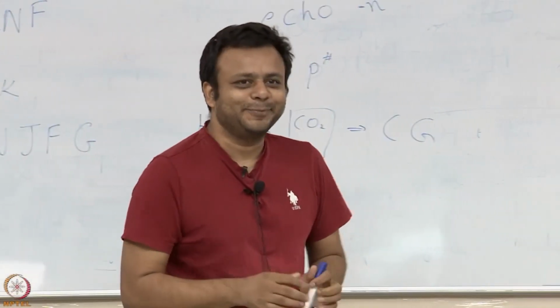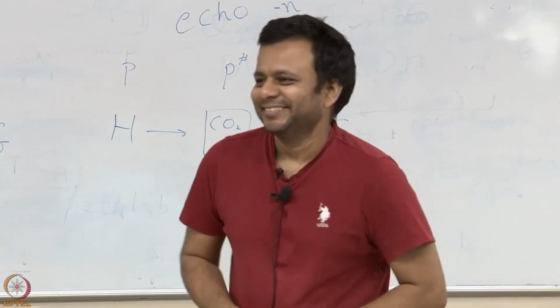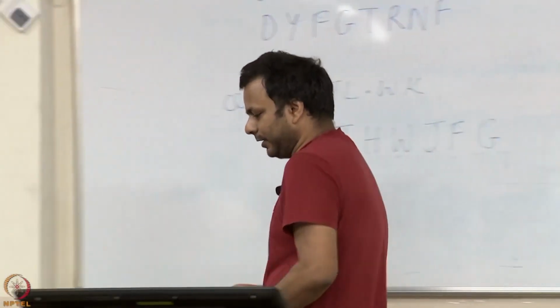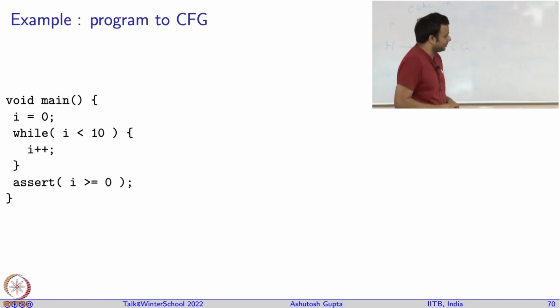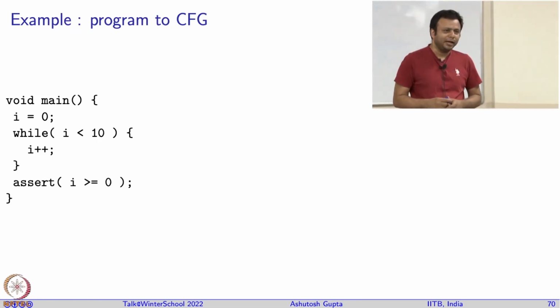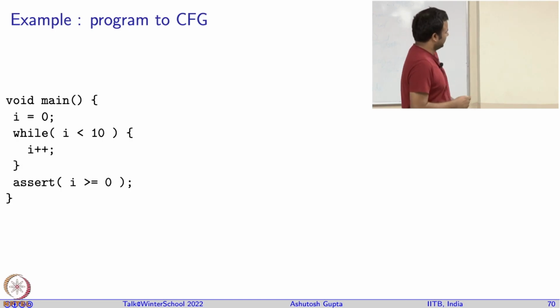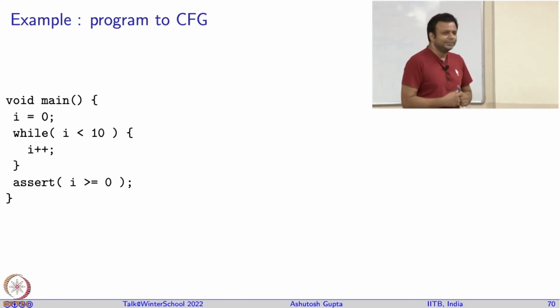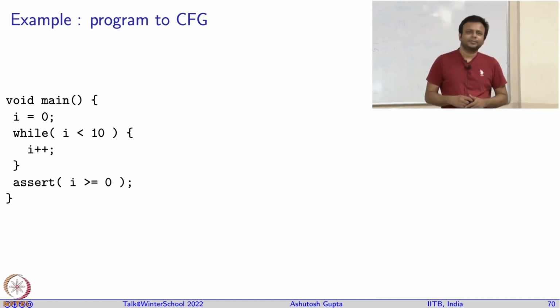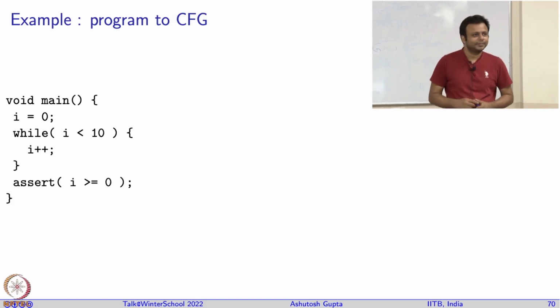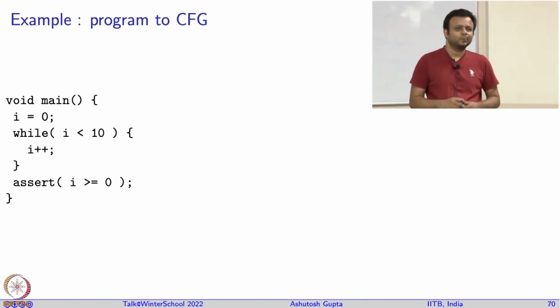Okay, so now we get to real programs. You have this program which initializes x equals 0 and increments i 10 times. Yes, 10 times. And then it checks. The assert means it checks that i is greater than or equal to 0. Is it correct or not? What do you think?